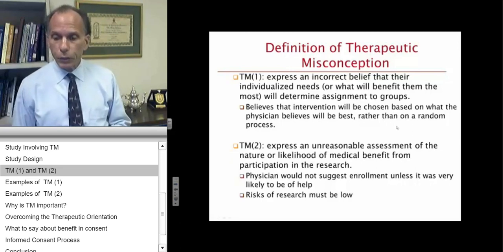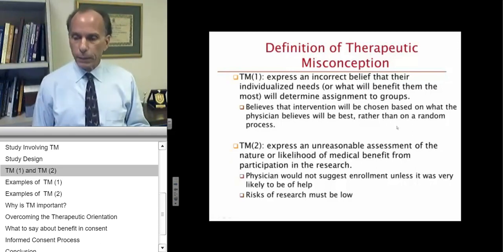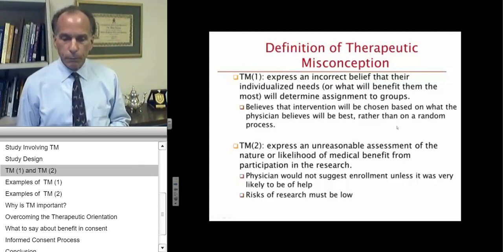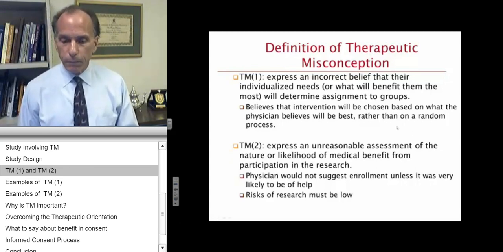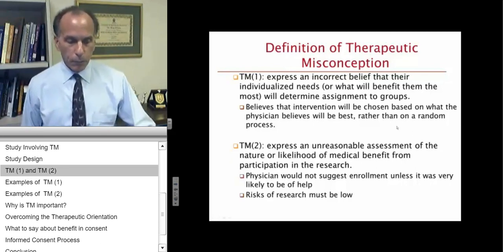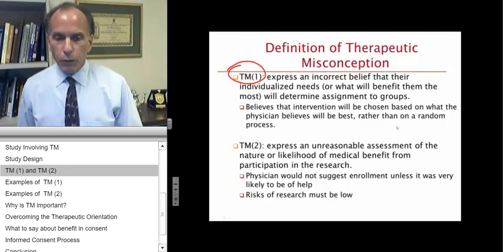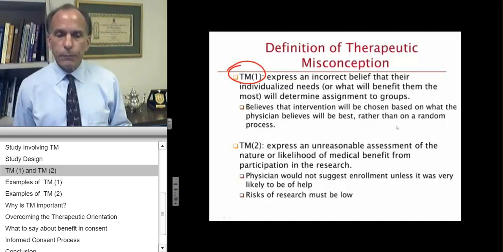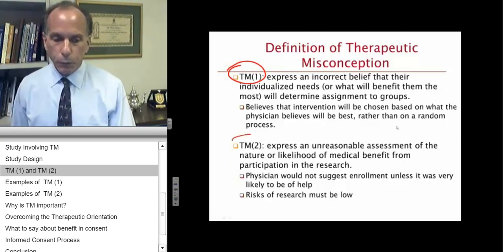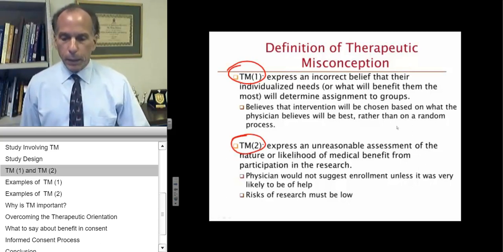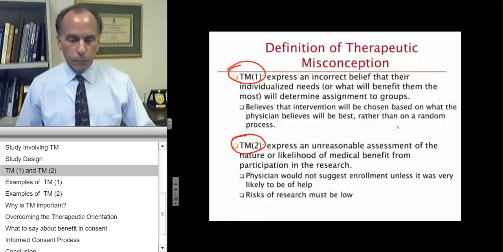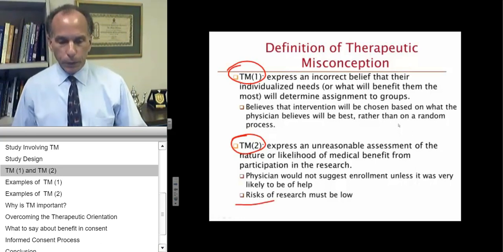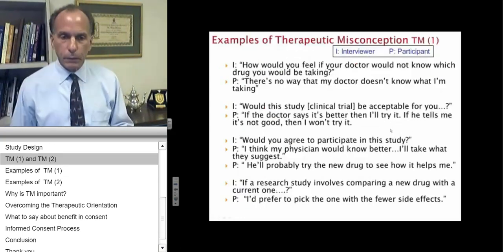TM2 expresses an unreasonable assessment of the nature or likelihood of medical benefit from participation in research. There's a belief that the physician would not suggest enrollment unless it was very likely to be of help, or that the risk of research must be low. So essentially, TM1 refers to an incorrect belief about how the activity will address their individualized needs, and TM2 regards the assessment of medical benefit that one will obtain from the research, or an assessment of the risk that exists in the research activity.